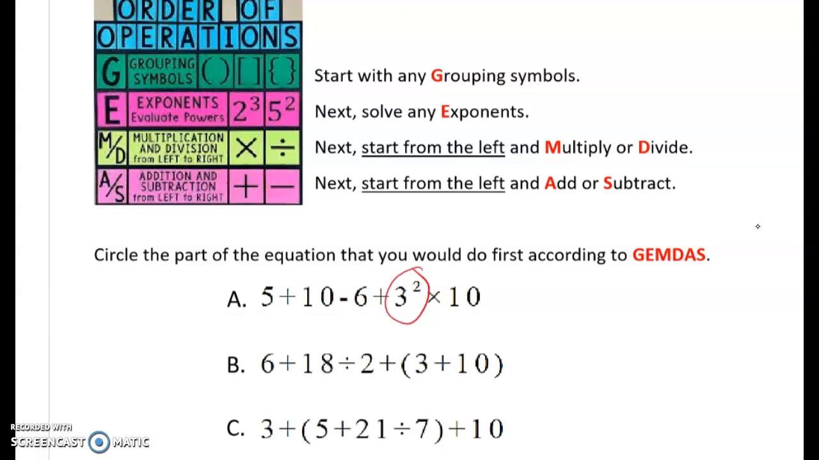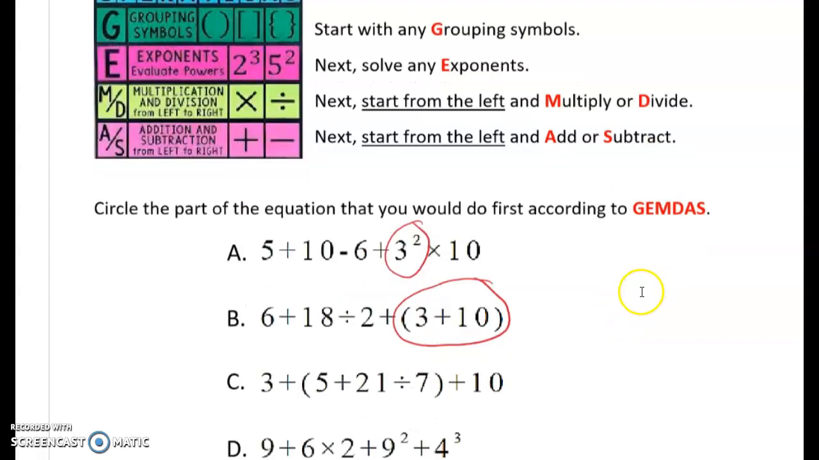If I look at B, 6 plus 18 divided by 2 plus parentheses 3 plus 10 end parentheses. Okay, so I'm going to come back up here. I'm first going to look for any grouping symbols. Do I have any grouping symbols? I do. I have these parentheses. So this is the operation I would do first.